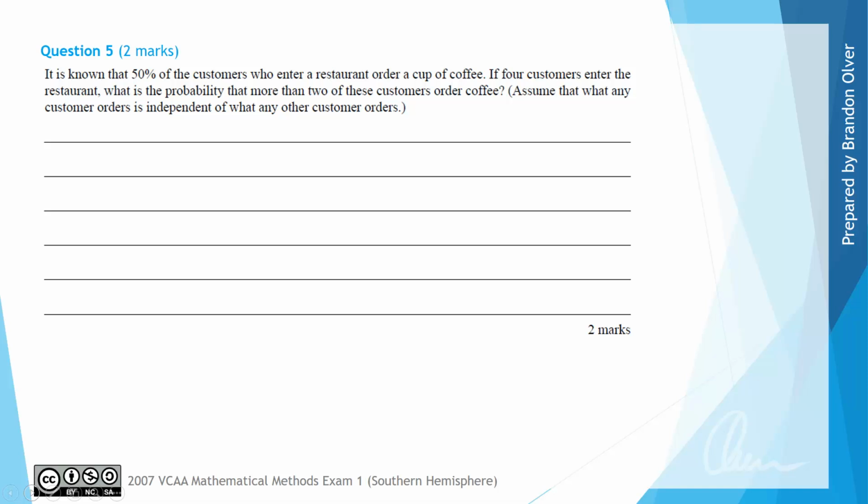So for question 5 we have that it is known that 50% of the customers who enter a restaurant order a cup of coffee. If 4 customers enter the restaurant, what is the probability that more than 2 of these customers order coffee? Here we're going to assume that what any customer orders is independent of what any other customer orders. So hopefully you can see that this is starting to resemble a binomial distribution because we've got 2 outcomes with a probability that remains constant between each trial.